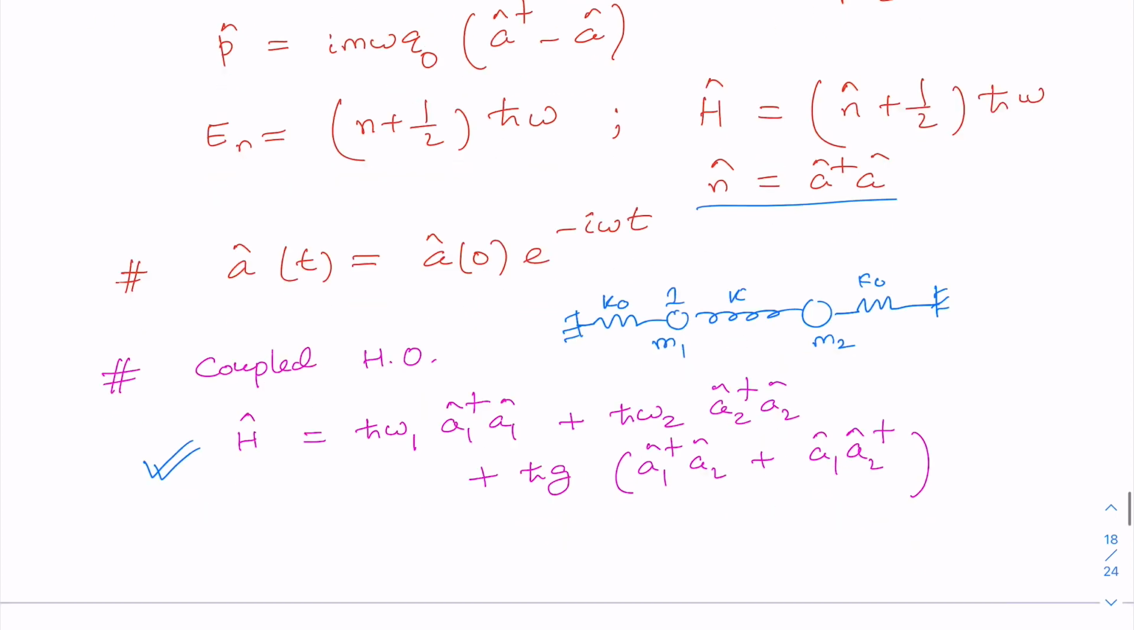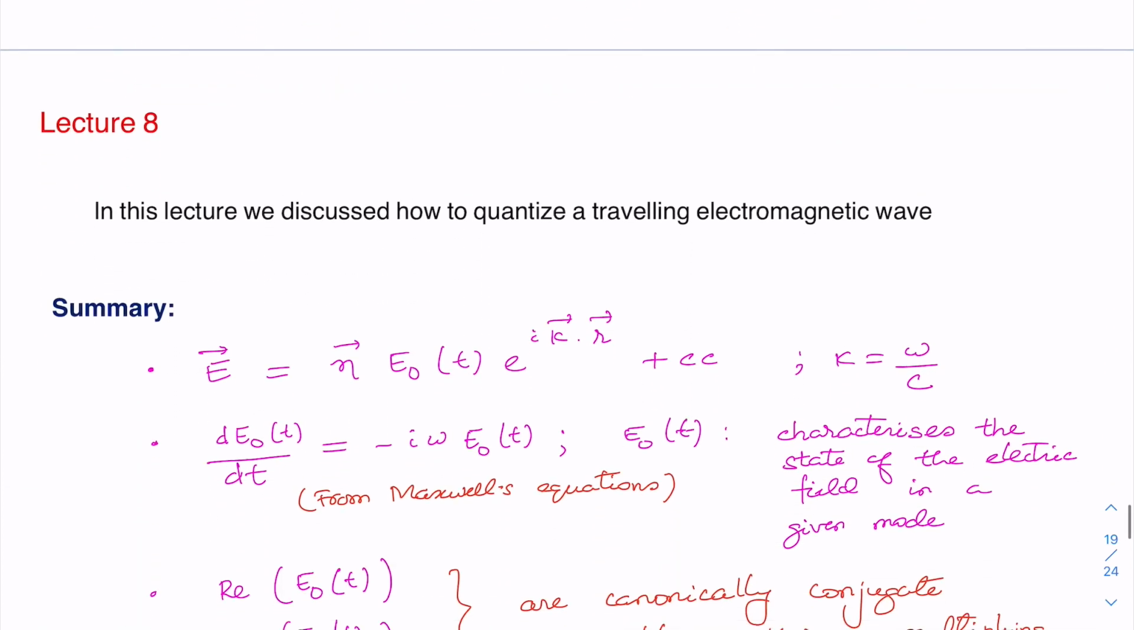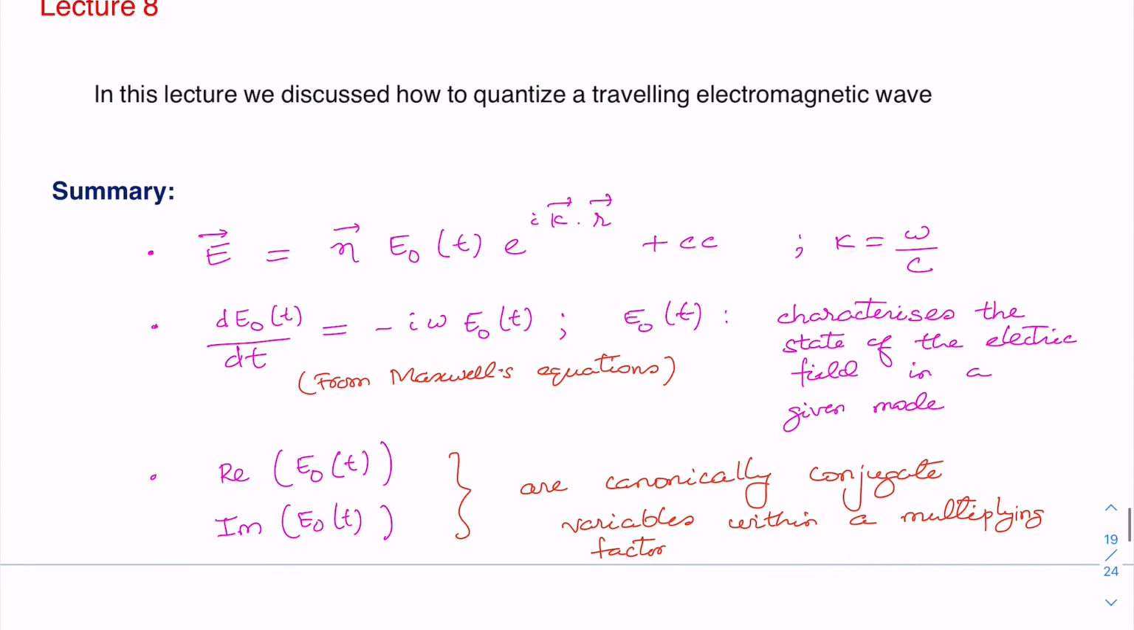And then we learned how to write down the Hamiltonian for this coupled harmonic oscillator system in the so-called rotating wave approximation. Then we went on to discuss how to quantize a traveling electromagnetic wave. The idea was, again, to find the canonically conjugate variables. We started with this traveling wave electric field, and using the Maxwell equations, we worked out this equation, where this E0 characterizes the state of the electric field in a given mode.